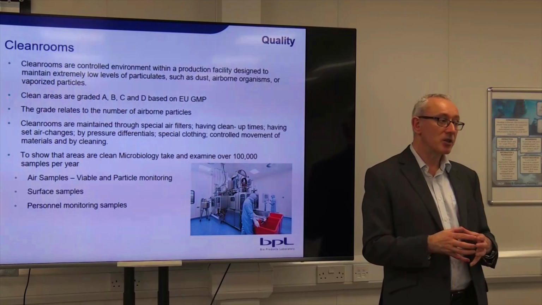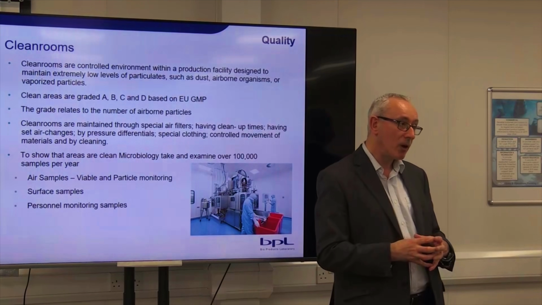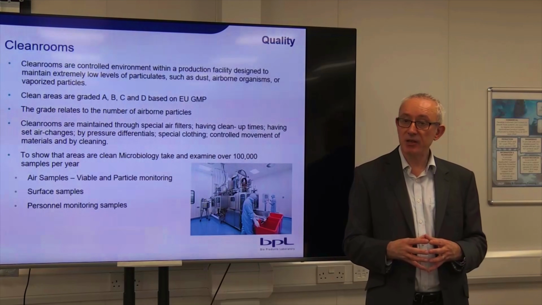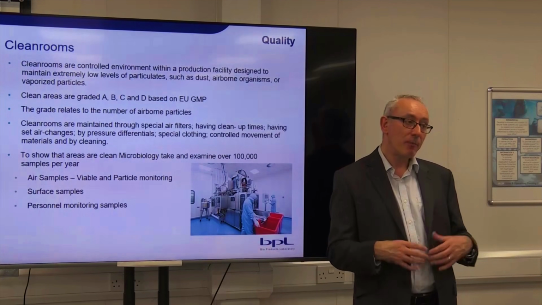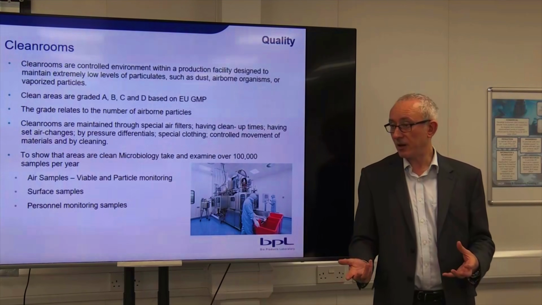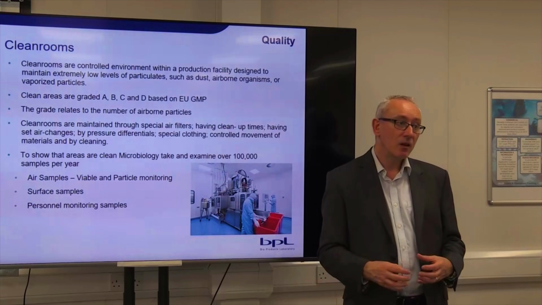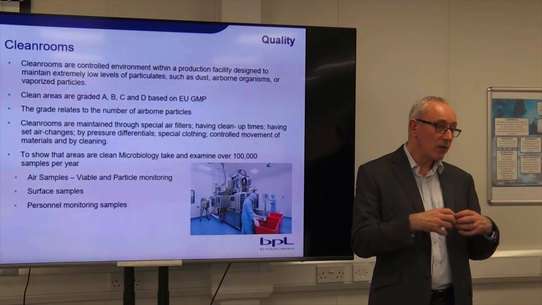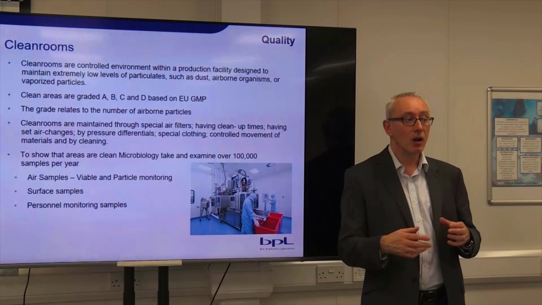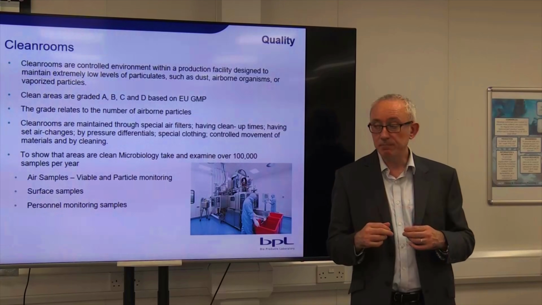So the air passes through a HEPA filter. So that's a high efficiency particulate air filter. And HEPA filters are commonplace. So if you have a fancy vacuum cleaner, like a Dyson cleaner, that will have a HEPA filter on it. The key difference being that the HEPA filters used in the factory are of a much greater standard.